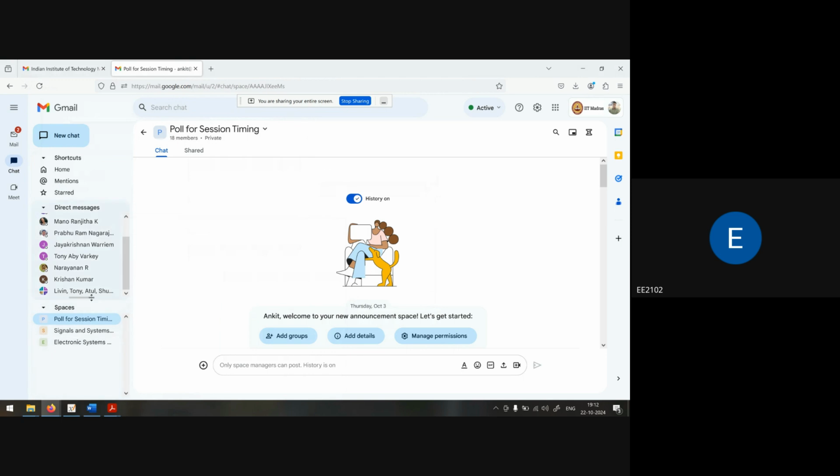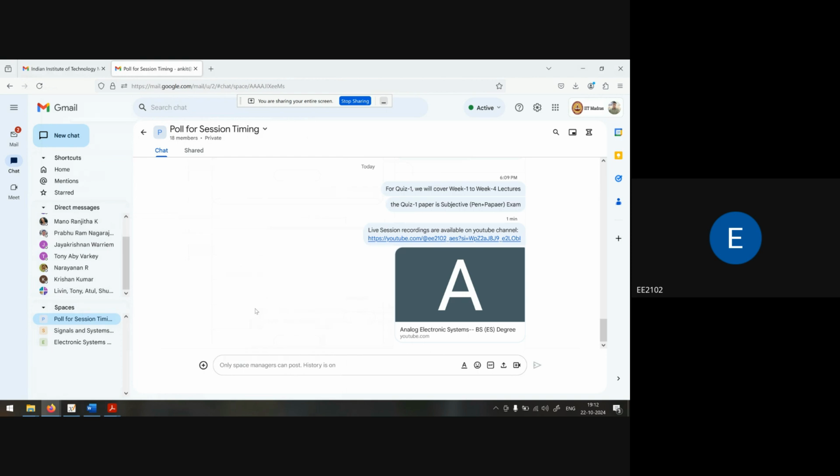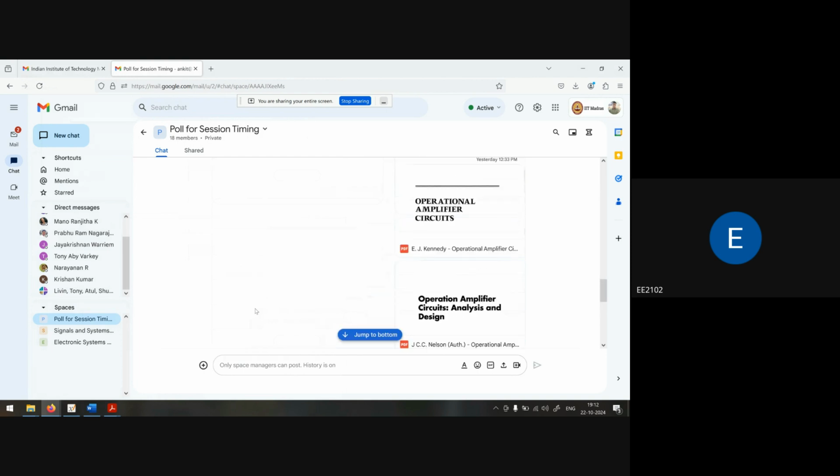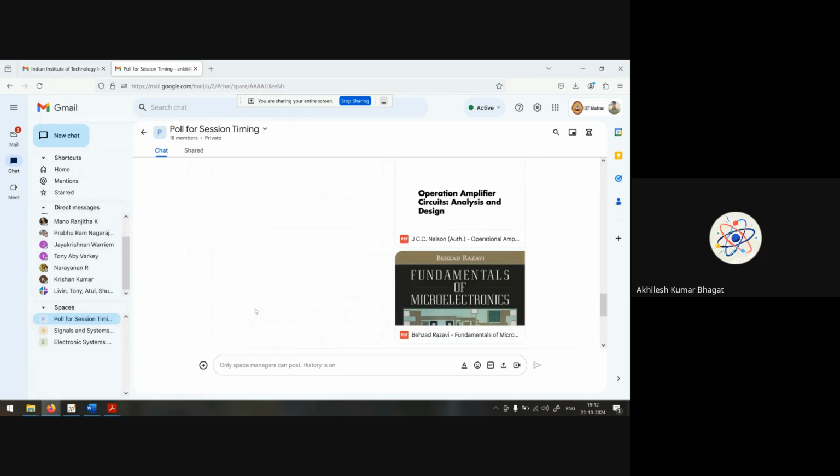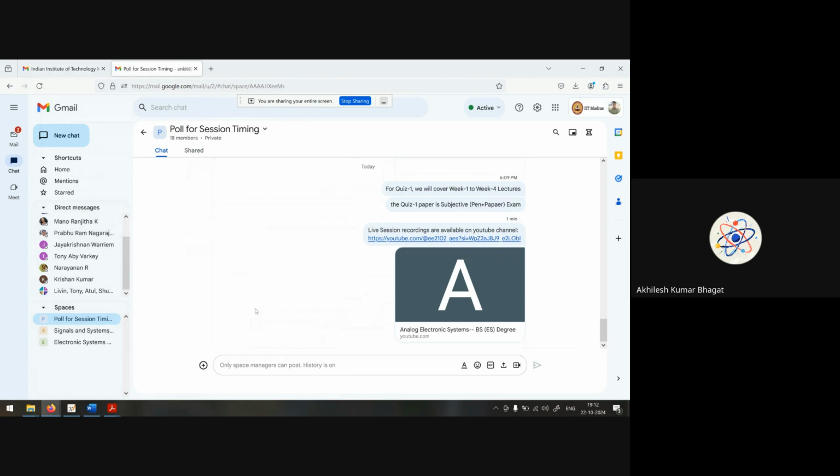This is basically the G space we created. If I want to share, I already shared the three books for the operational amplifier. That's why, sir, I am not getting any update. Okay, thank you for adding. No problem.